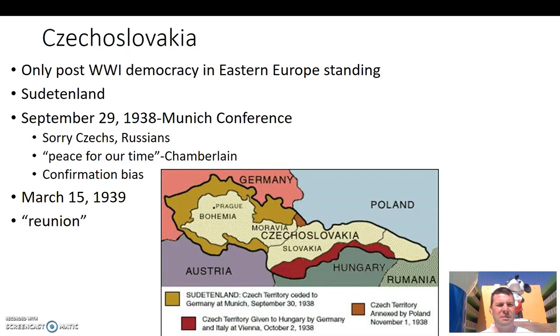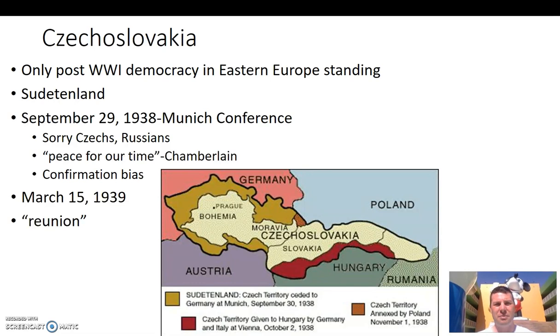In Czechoslovakia, which had been the only post-World War I democracy in Eastern Europe left standing, we have an area called the Sudetenland, and there are quite a bit of ethnic Germans living in that region. The highly industrialized, highly sought-after region for Czechoslovakia. And on September 29th, 1938, the Munich Conference is going to happen. The Czechs and the Russians are not invited to this. Neville Chamberlain basically gives Hitler the Sudetenland. Hitler says, we get this, I promise you, we're done expanding. He's holding his two fingers crossed behind his back. And Neville Chamberlain says that this will ensure peace in our time, and he celebrates this as a huge thing.